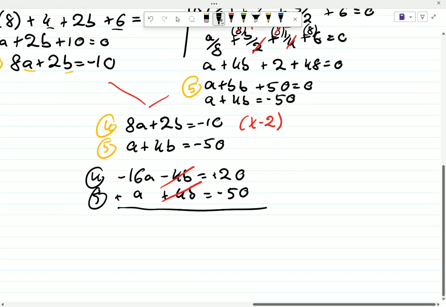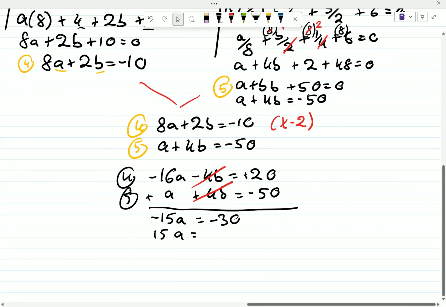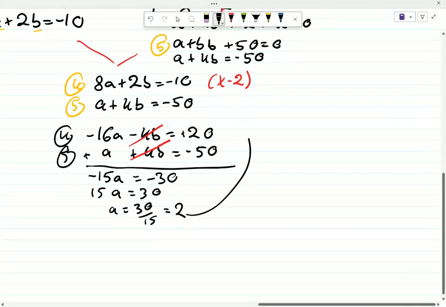Minus 16a plus a is equal to minus 15a. We have no more b's. 20 minus 50 is minus 30. We can multiply by minus 1, get rid of the minuses. Then we can divide by 15, and that's just 2. So a is equal to 2, and we can go back up and sub in.